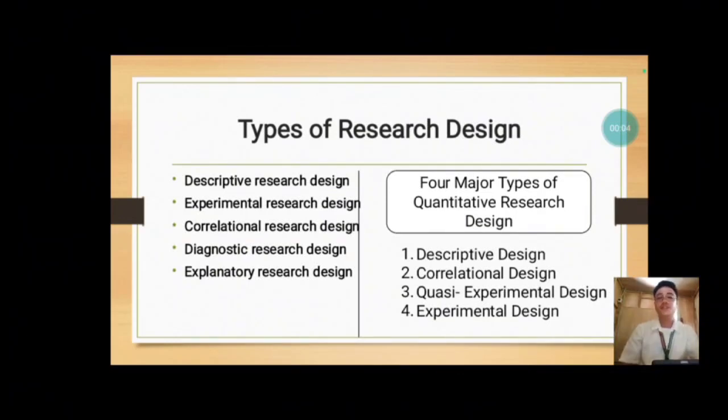Types of research design. There are five types of research design, which are descriptive research design, experimental research design, correlational research design, diagnostic research design, and explanatory research design. So first, we should tackle descriptive research design.